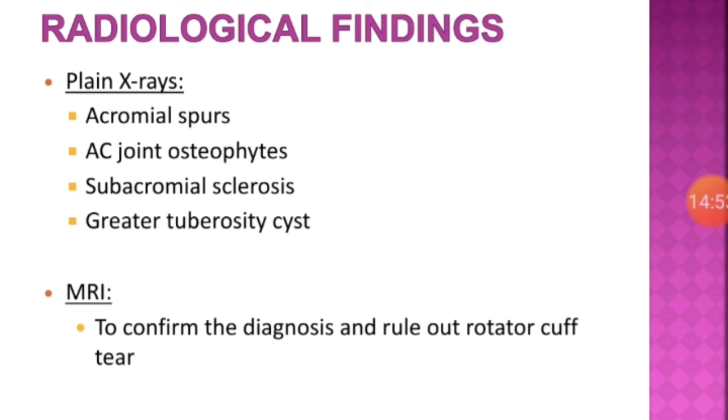Regarding the radiological findings, plain X-rays are usually done to see whether there are acromial spurs or any AC joint osteophytes, subacromial sclerosis or greater tuberosity cyst. But to confirm the diagnosis and rule out rotator cuff tear, MRI is very much essential.